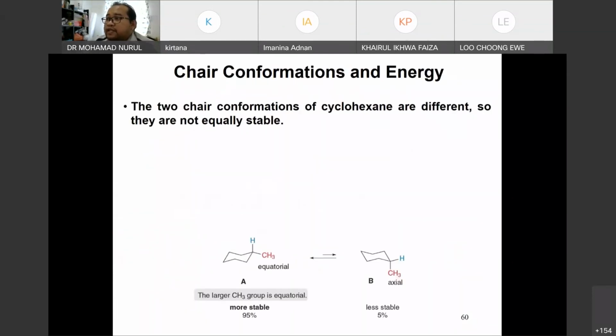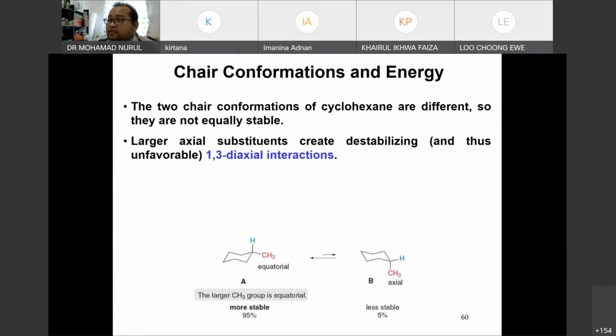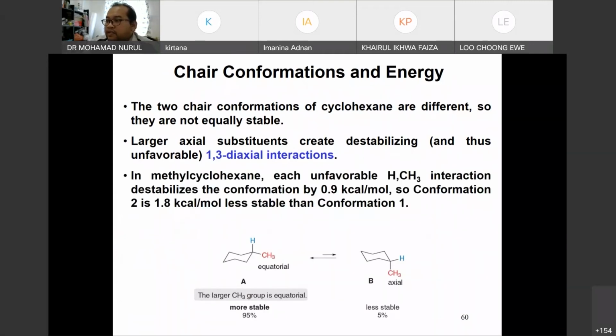So, chair conformation and energy: the two chair conformations of cyclohexane are different, so they are not equally stable. The large axial substituents create destabilization, thus they are unfavored. We call these 1,3-diaxial interactions, and I will explain why. In methylcyclohexane, each unfavored H–CH3 interaction destabilizes the conformation by 0.9 kilocalories per mole. So conformation B is less stable than conformation A.